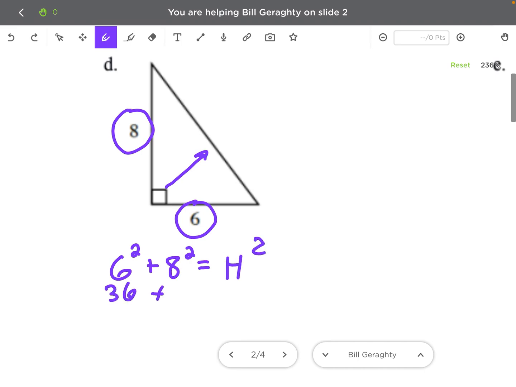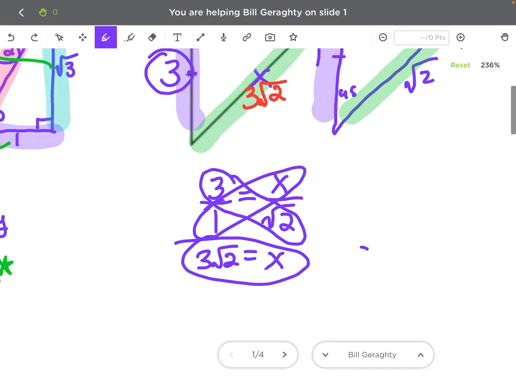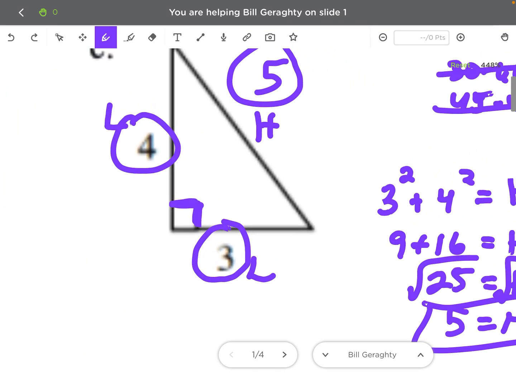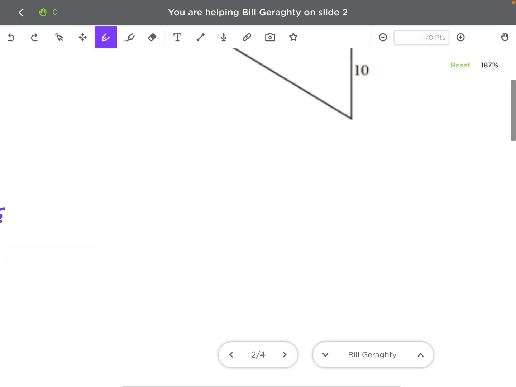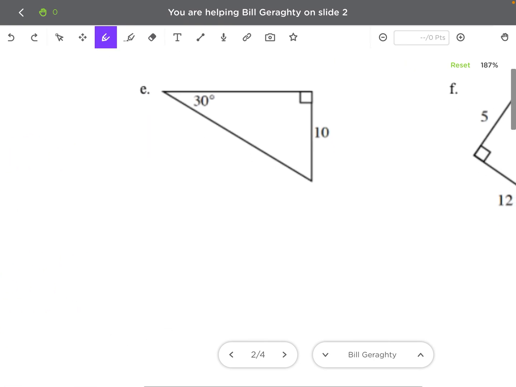So 36 plus 64 equals h squared. 100 equals h squared. And my answer is 10, which I thought it was going to be. Because again, this other right triangle, these sides were 3, 4, 5. And now these sides are 6, 8, 10. So interesting. For E, I'm going to draw my reference triangle again.